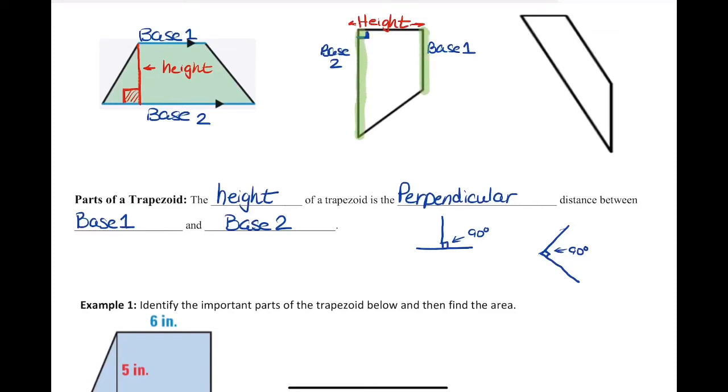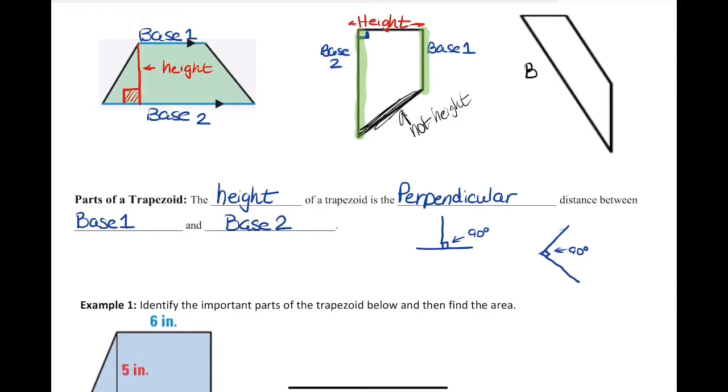But the height, remember, like I said, has to be the distance between the parallel bases. So right here, that is not the height. That's a diagonal. Remember how I talked about diagonals? They can't be the height. When you're looking for the height, we're looking for where it's perpendicular from one base to another.